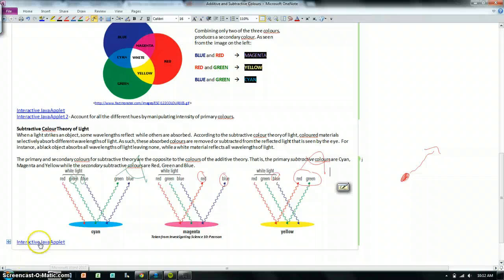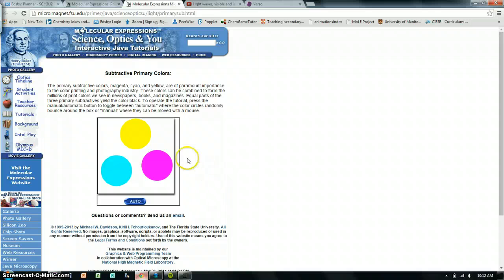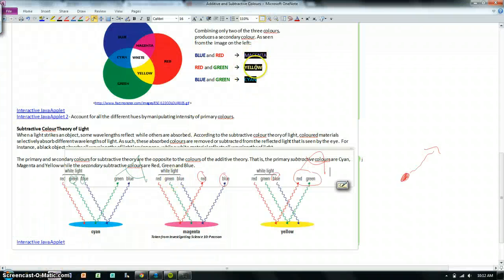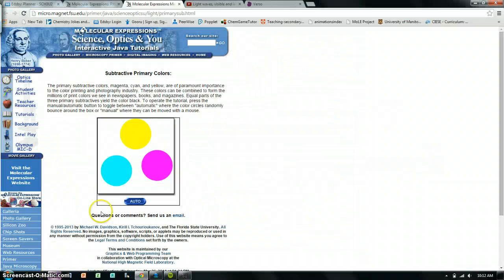Looking at the interactive Java applet, you can see these are the secondary colors from additive color theory: the magenta, yellow, and cyan become the primary colors in subtractive color theory. Now we can start seeing that as we combine cyan and yellow, we see green. When we combine magenta and yellow, we see red, and when we combine cyan and magenta, we see blue. So the primary and secondary colors flip between additive and subtractive color theories.